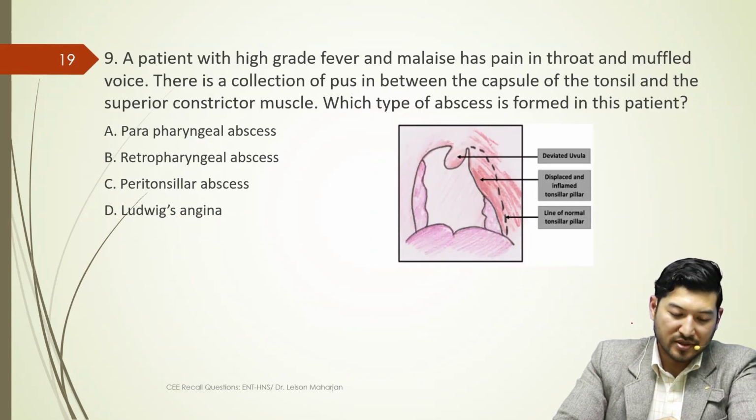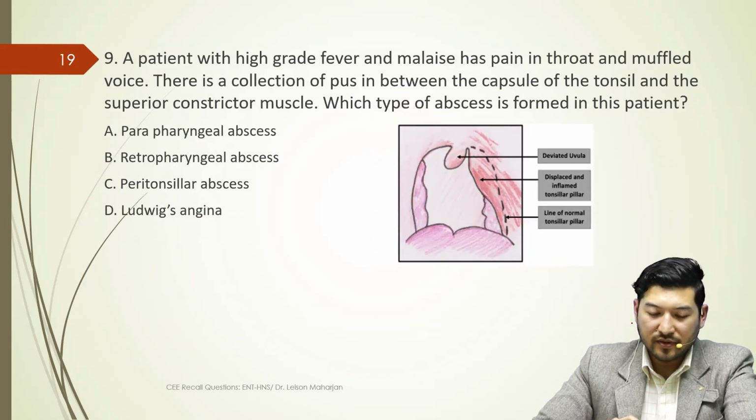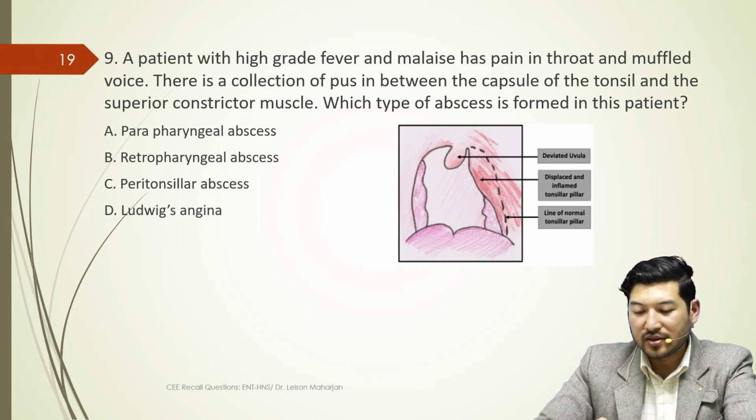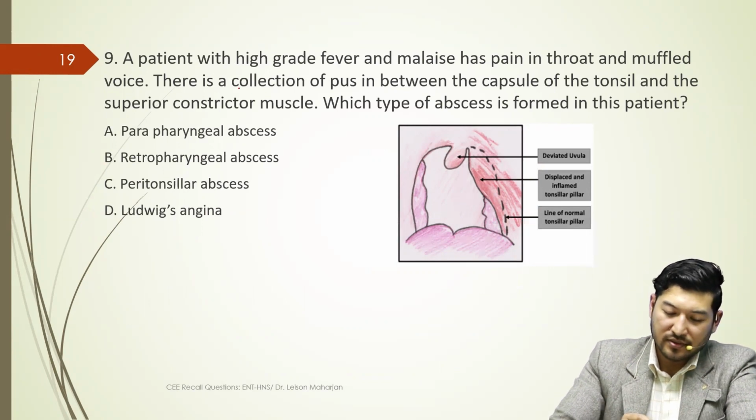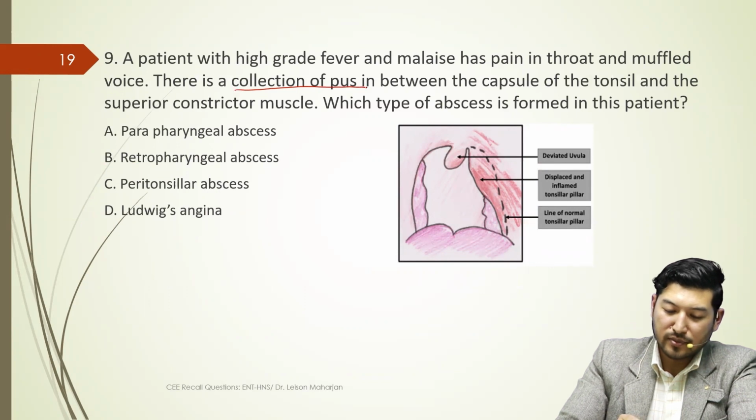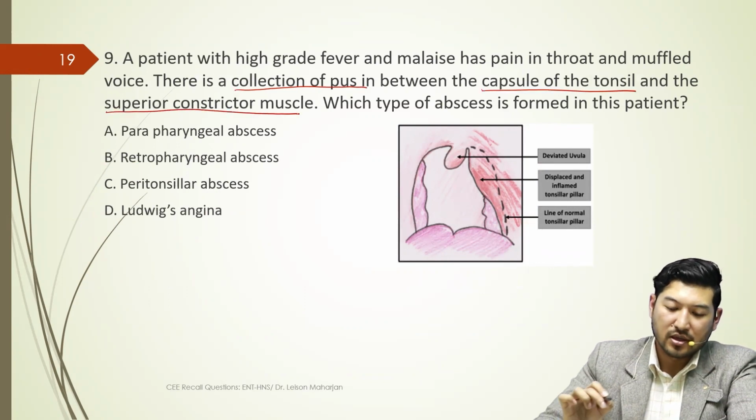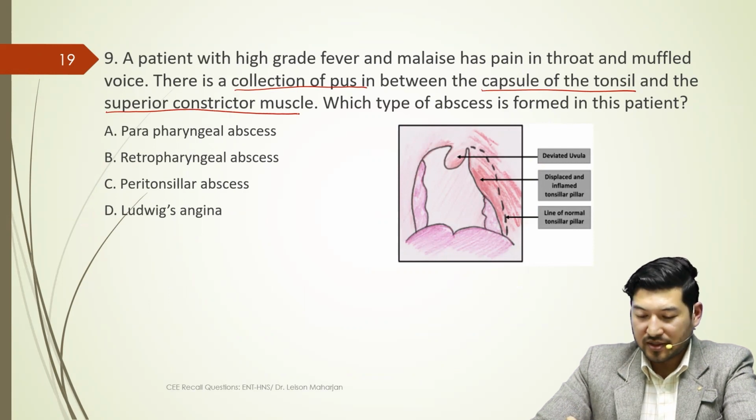Now question number 9. A patient with high-grade fever and malaise has pain in the throat and muffled voice. There is collection of pus in between the capsule of the tonsil and the superior constrictor muscle. Which type of abscess is formed in this patient?